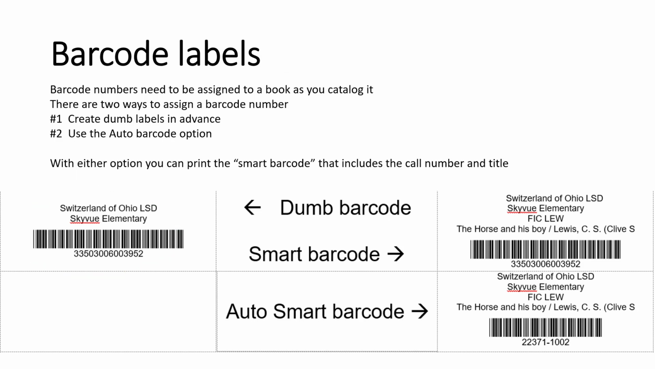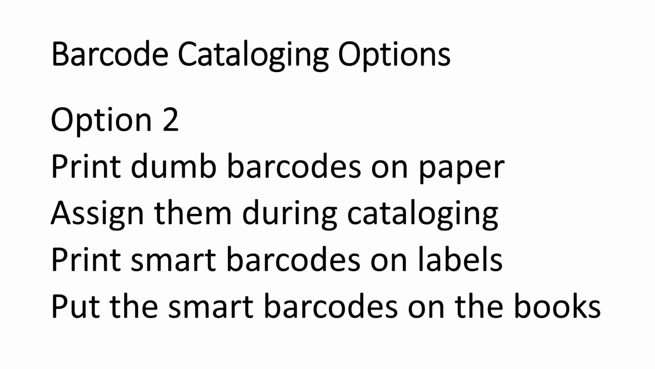Now I understand when Dave would do this, he would do that, but then he would create these smart barcodes like those on the right, and he would email those to you. And those were the ones you would print and put on the books. You can still do that. That would be option number 2.